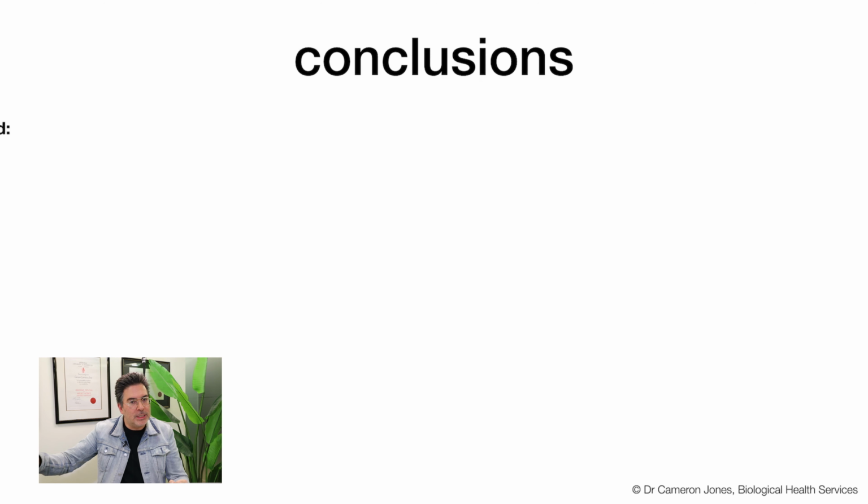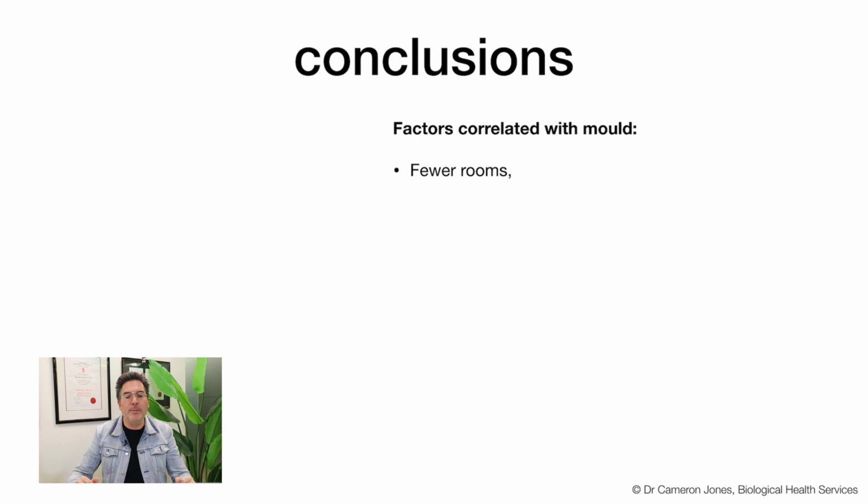Well, there were a number of factors that were connected or correlated with exposure to mold, and they include having fewer rooms in the house or building, having a high occupant to surface ratio. Again, the smaller the building and the larger the number of people, the more likely that they'll be exposed to contaminated surfaces if they in fact have become water damaged.